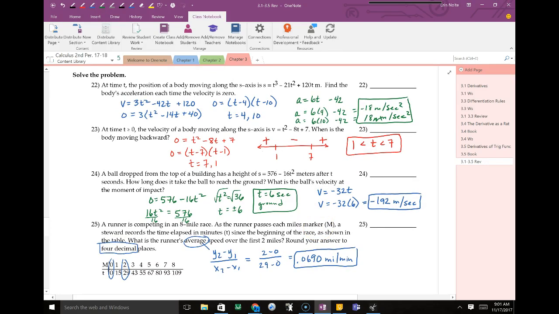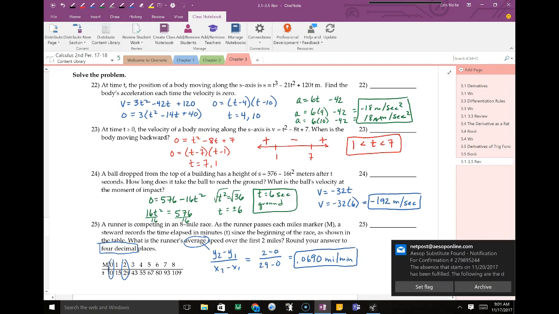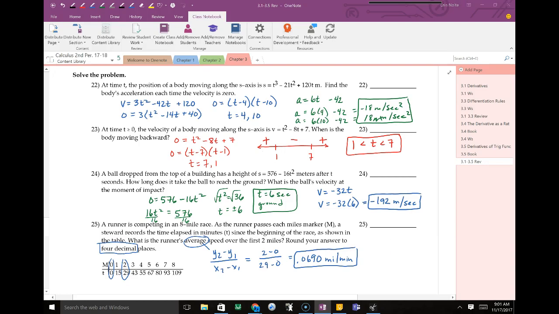23. Anytime you're asked to find a direction that an object is moving, you're analyzing your velocity equation. So you're going to take your velocity, which in this case they give to you, and you set it equal to 0. Setting it equal to 0 is telling you where the object's velocity is 0.